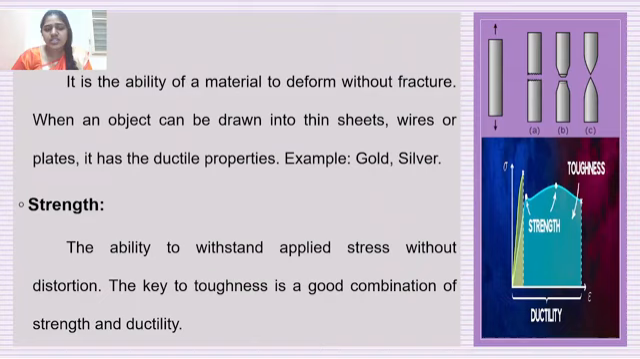Next is ductility. It is the ability or state of a material to change its shape without losing its strength or breaking. The materials can be deformed into thin wires, sheets, plates, etc. Example, gold and silver. Strength. It is the ability to withstand stress without fracture or distortion. Thus, a material with high strength and high ductility will have more toughness.